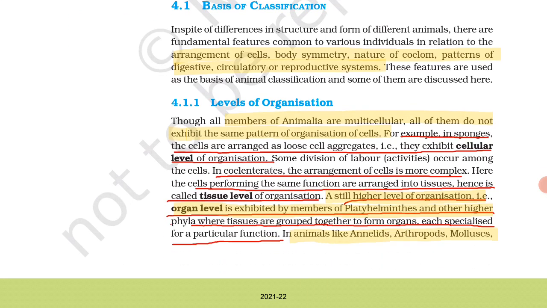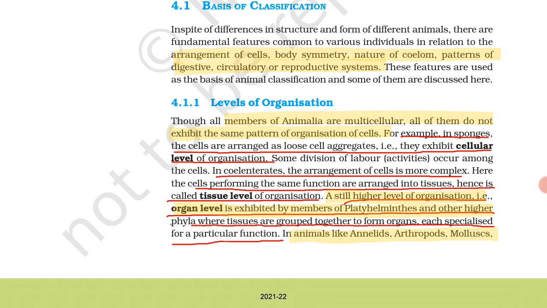In this, all the members of Animalia are multicellular. So all the animals are multicellular. All of them do not exhibit the same pattern of organization of cells, which means the organization of cells is different, but they are all multicellular animals.